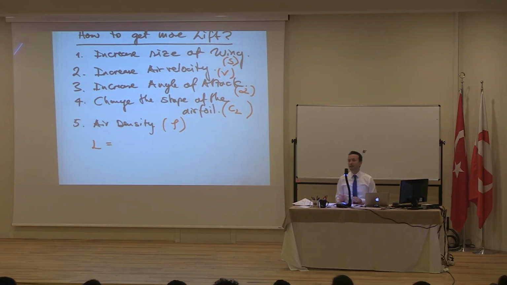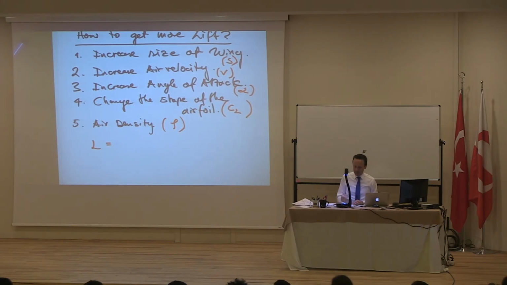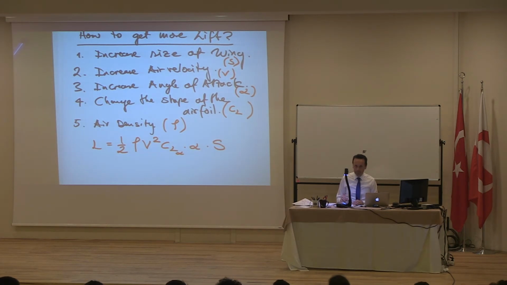Okay, and this is maybe the first equation you learn in aerospace, but never forget it as long as you're in this business, okay? 1/2 rho V square CL alpha times S. Okay? Let's call this CL alpha here. I will tell you what this means in a second. So it's not really CL. All right?